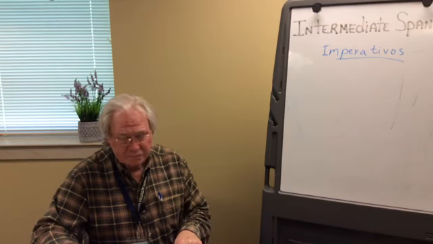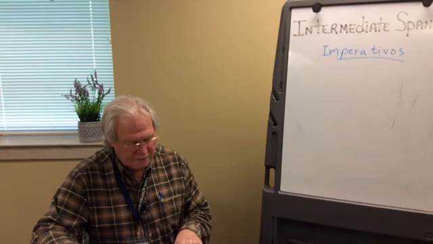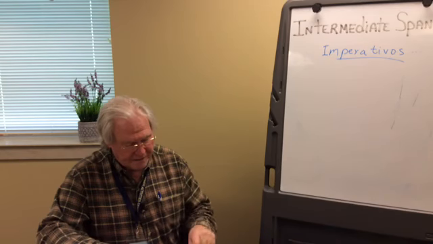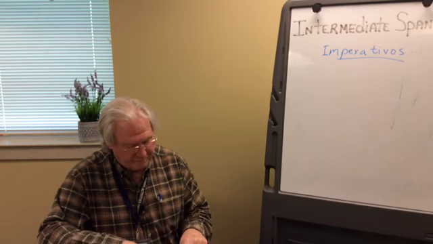Tráiganme. We use the traigo root, traig, T-R-A-I-G, and we tack the personal pronouns onto the end, tráiganme. So we keep the stress in the same place. We show that with the accent on the A of traigan.